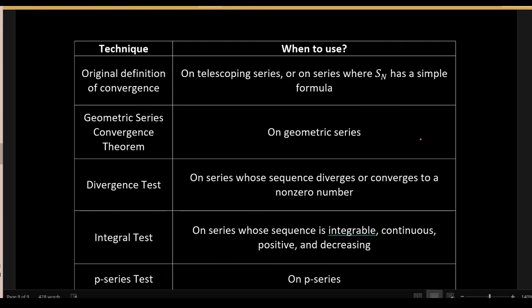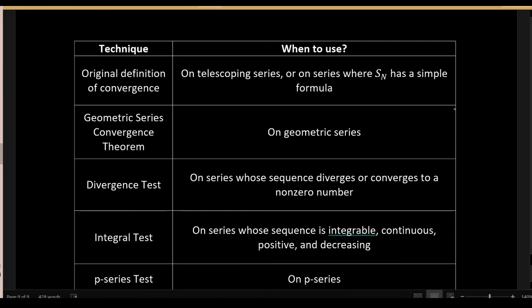Of course, there are many more techniques out there in the universe than we would ever possibly have time to cover in a single 11-week course. But we're going to focus on the 9 or 10 tests which are the most broadly applicable to the most common types of series that you might encounter in your physics or engineering courses.